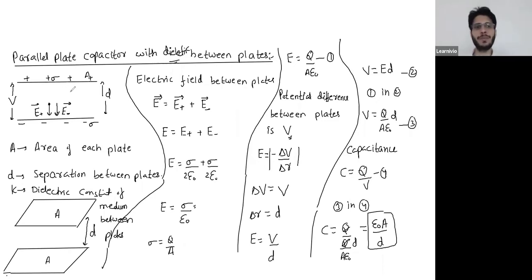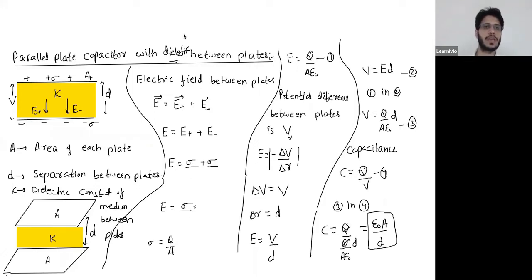So instead of air, you have a medium having dielectric constant K. In between the plates of the capacitor, I place the medium, and the dielectric constant of the medium is K. The field is downwards, that's E positive. Field is downwards, that's E negative. So the only difference would be that instead of 2 epsilon naught, you will use 2 K epsilon naught. Whenever you have a medium other than free space, just multiply epsilon naught with K.